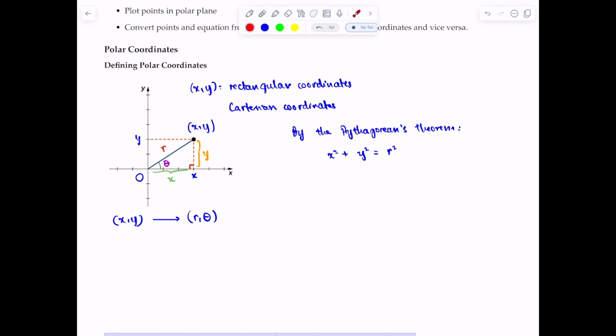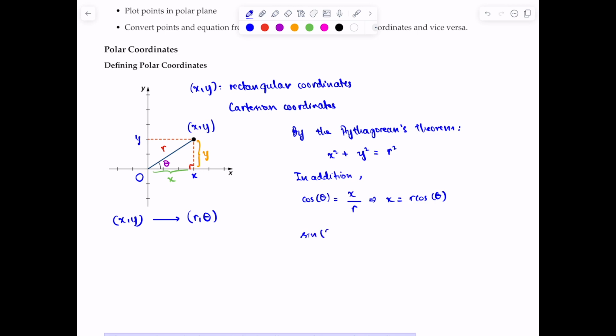This is one equation. Another set of equations can be found using cosine of theta and sine of theta. In addition, we have that cosine of theta is equal to the adjacent over the hypotenuse. Again, we're still considering this right triangle. This is the angle theta, the adjacent is going to be x, and the hypotenuse is r. So you have cosine of theta equal to x over r. If you solve for x, you have x equal to r times cosine of theta.